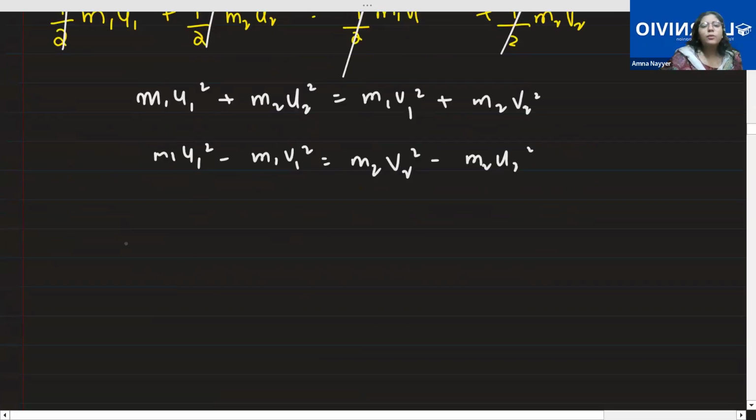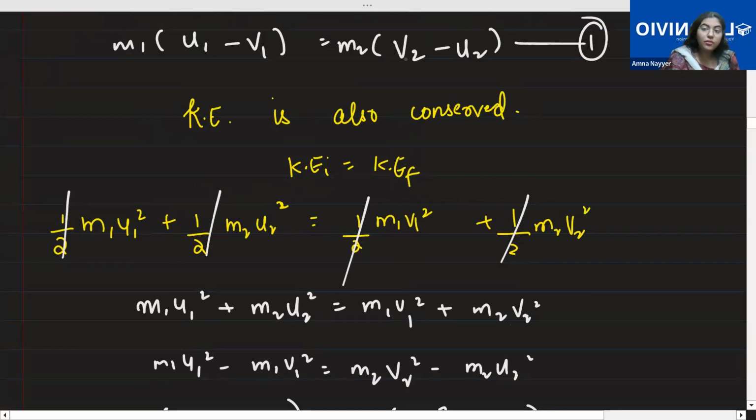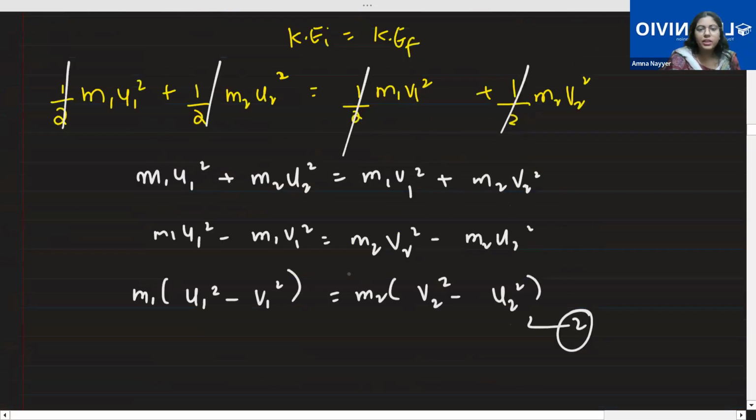Why are we doing this? So that we can have m1 taken common. So u1 square minus v1 square is left. And from here m2 is taken common, so v2 square minus u2 square is left. This is our second equation. Let's divide both of them, the first one from momentum and the second one from here.